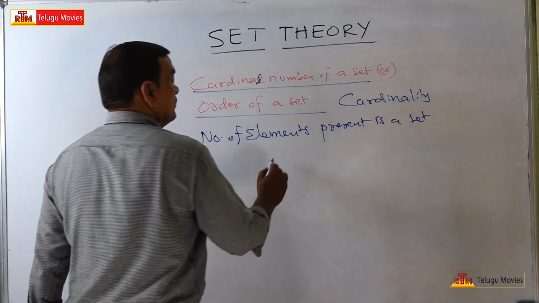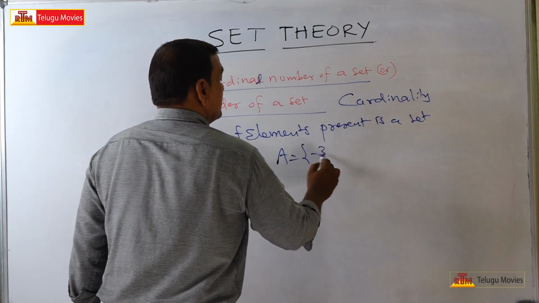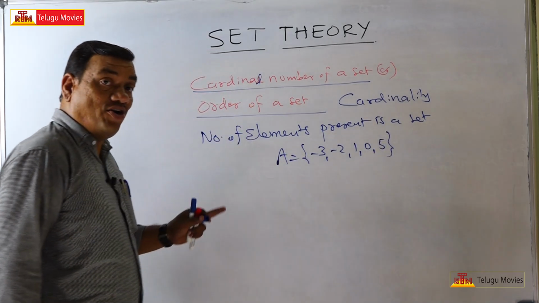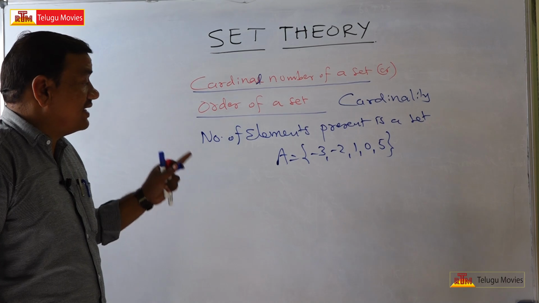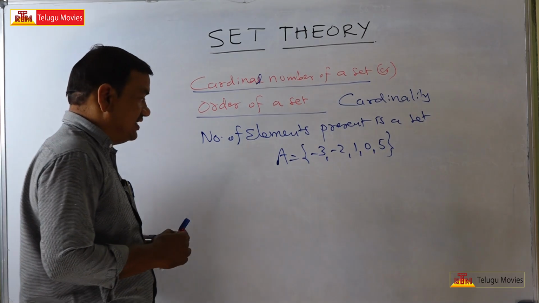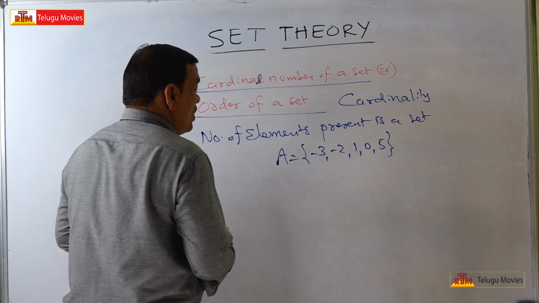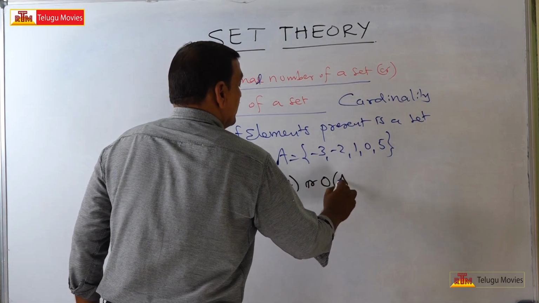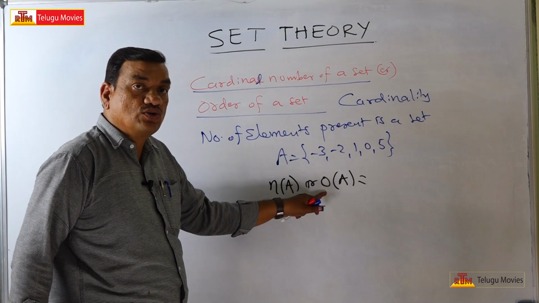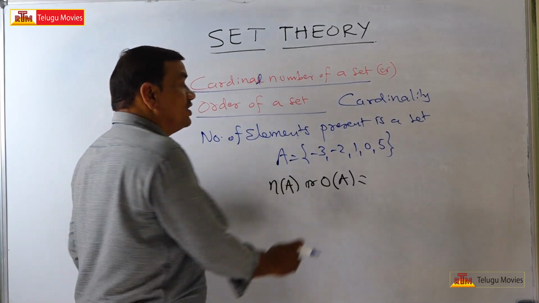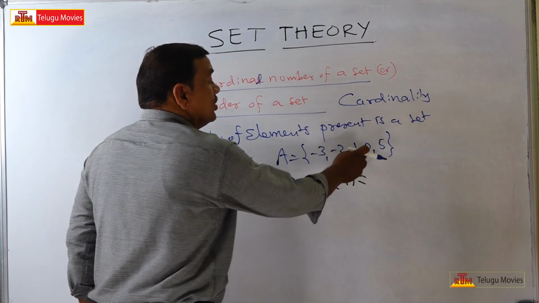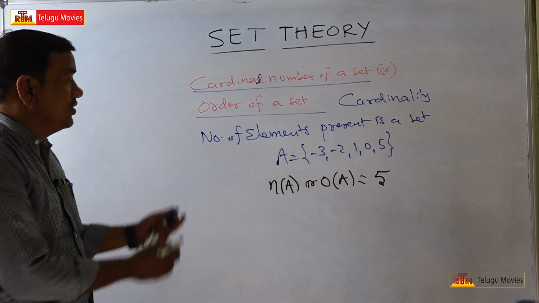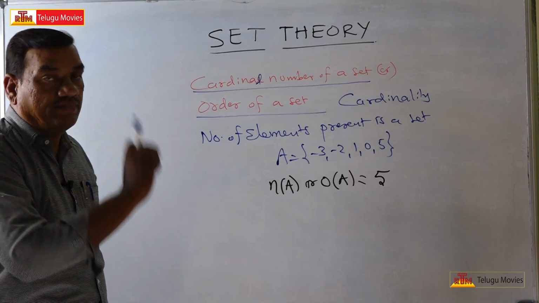For example, A = {-3, -2, 1, 0, 5}. The cardinality of this set, that means the number of elements present in the set, is denoted by n(A), otherwise O(A). Sometimes in some textbooks they also write n(A). This is equal to how much? 1, 2, 3, 4, 5. So this set consists of 5 elements. Therefore, the cardinality of the set is 5.